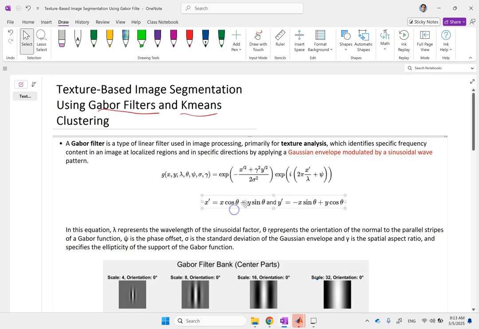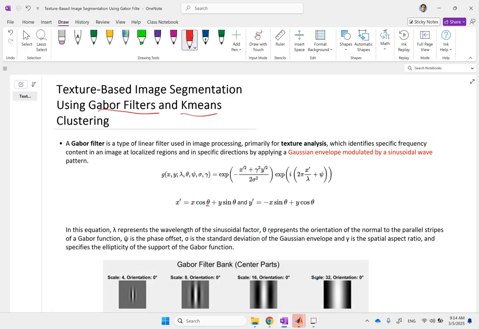Look, so here x prime and y prime are x cosine theta plus y sine theta, and y prime is negative x sine theta plus y cosine theta. So they are rotated by angle theta about the z-axis. So clearly here theta is showing your rotation or orientation of the filter. Lambda, as I said, is the wavelength, which is the scale of the filter, right?